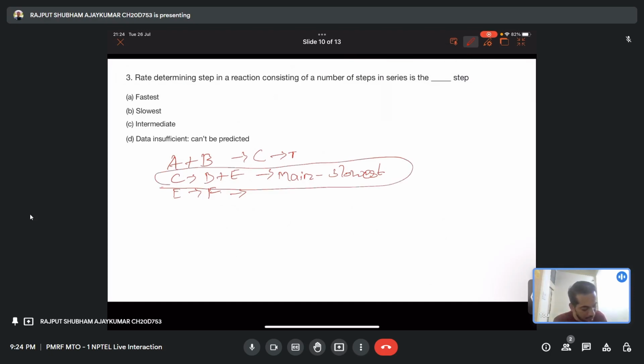If you consider this as a main product, E as a main product, D as a main product, and this step is the slowest. The rate determining step is a step which is happening in a number of series. If these steps are occurring in series and I want to determine the rate determining step, it is the step which occurs as the slowest step. So the correct answer for this is B, because the step which occurs in a chemical reaction in a number of series, compiling all the reactions, that is the slowest step in all the chemical reactions.